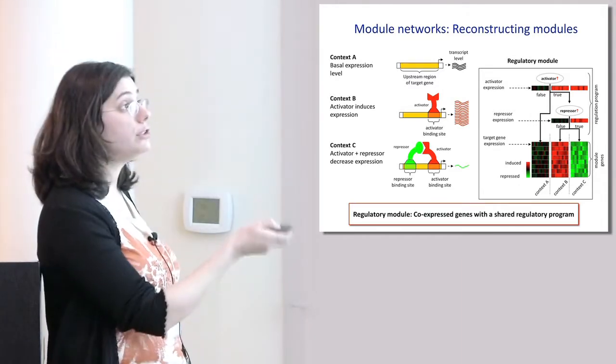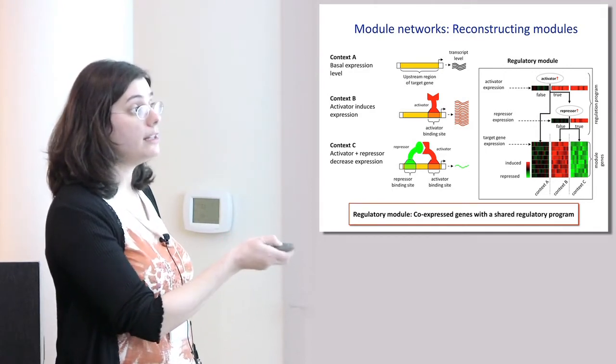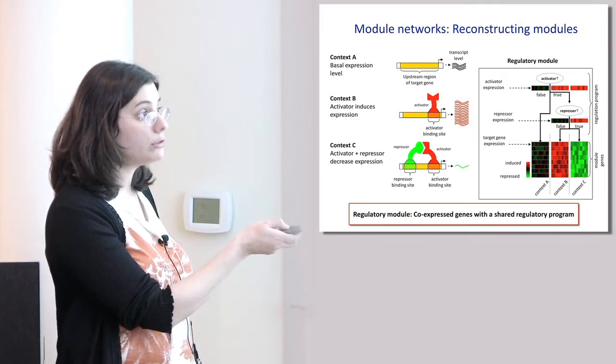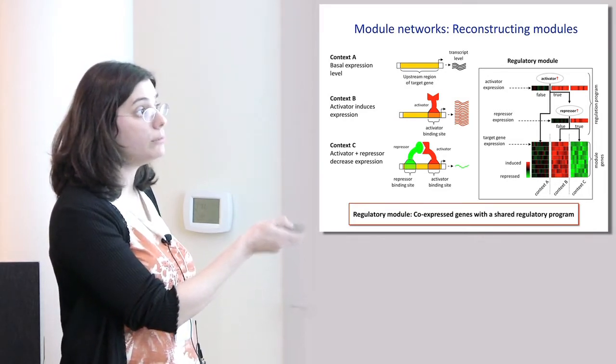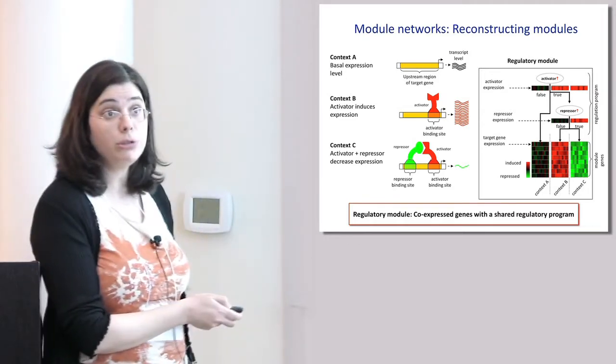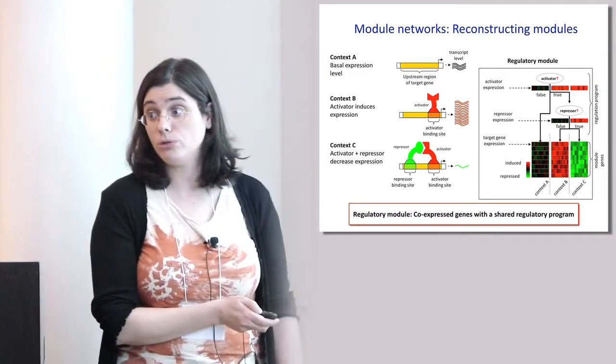So we have a regression tree here at the bottom. At the leaves, we have Gaussians that represent the level of expression of all of these genes in the module across all of the experiments within the same context. We're going to call all of this a regulatory module. This is what we call the regulation program, and this is what we call the module genes.